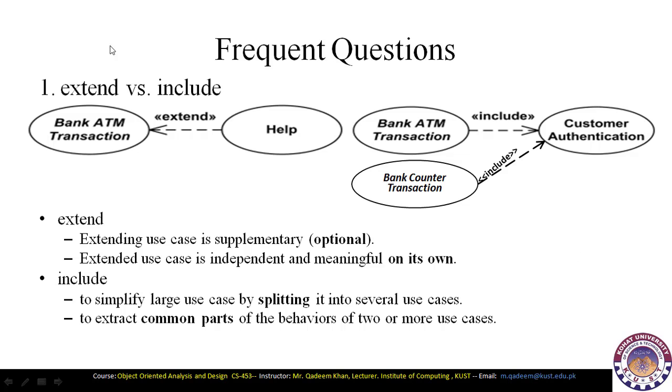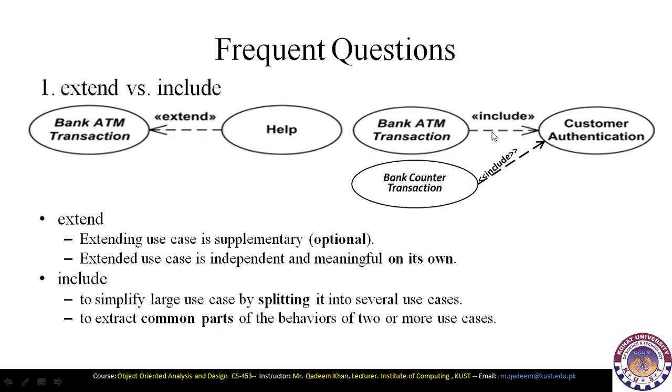What is the difference between the extend and include relations? This is the extend relation. Extend relation means inheritance. For example, the bank ATM transaction is using the help. That is, in fact, a particular relation in which the help is extended from the bank ATM transaction. So every time this system changes, help will also change. That's why this is an extend relation.